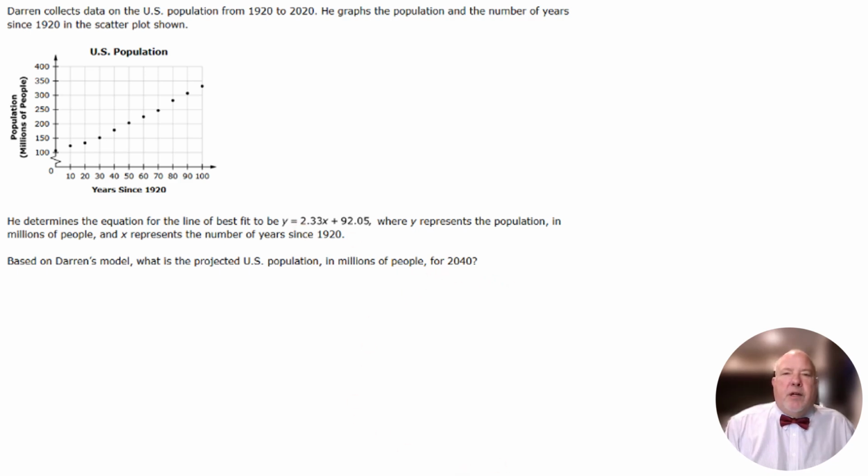So I'm going to take 2040 minus 1920, and that gives me 120 years. This is going to be my X value, my input. So I'm going to plug that into the equation.